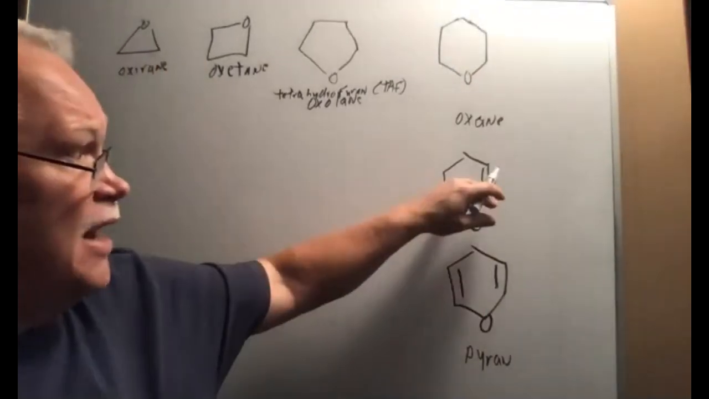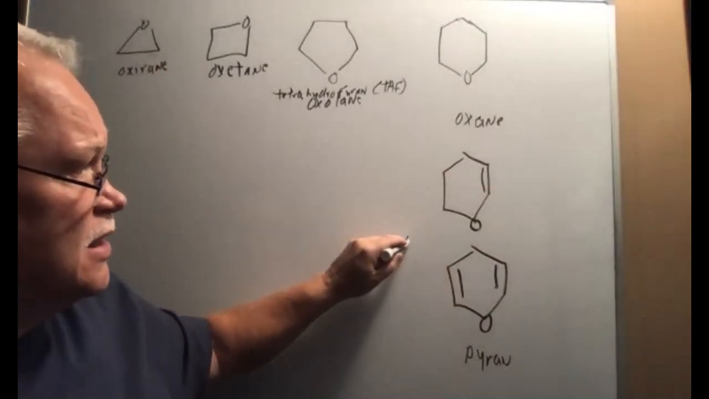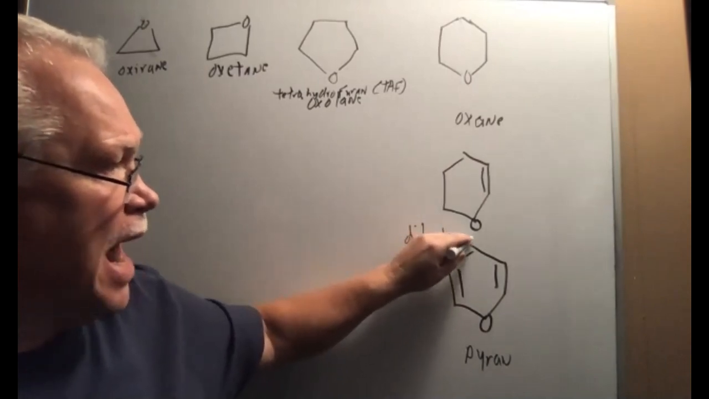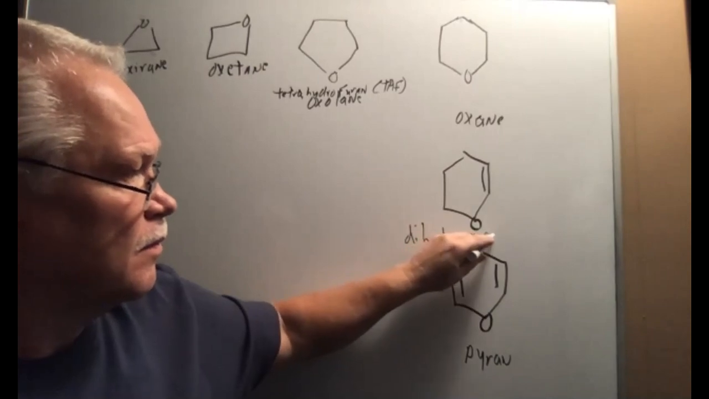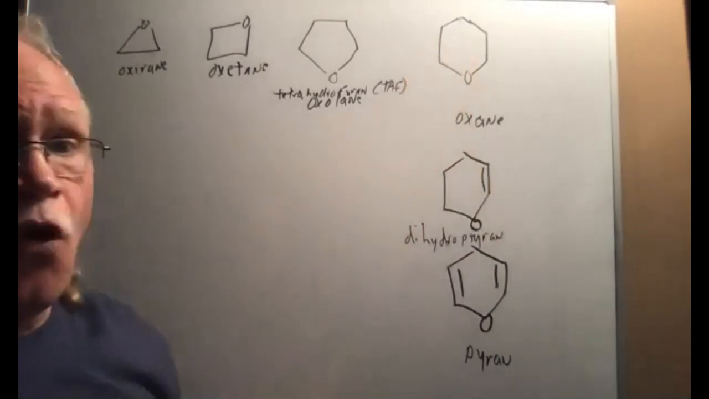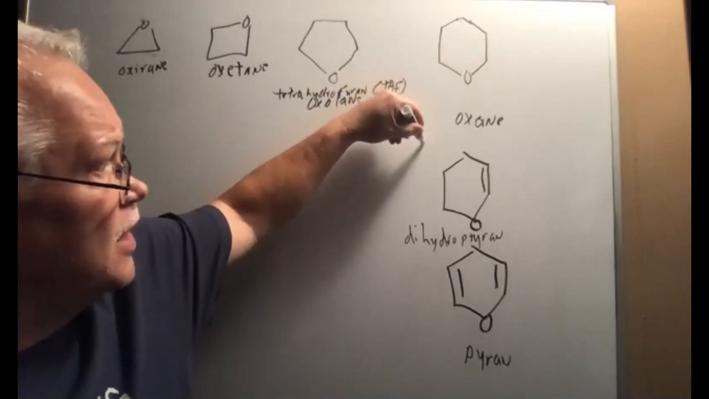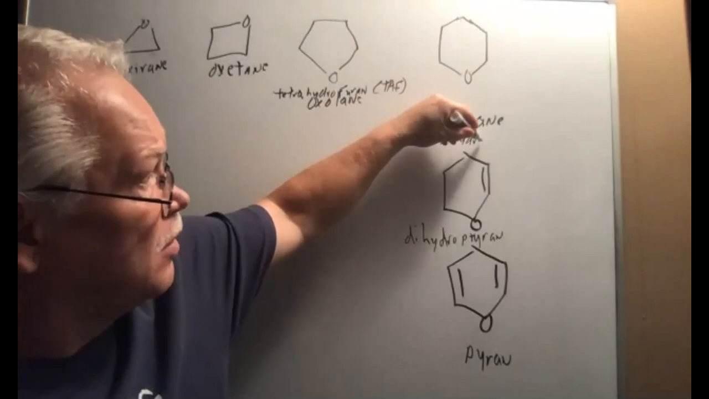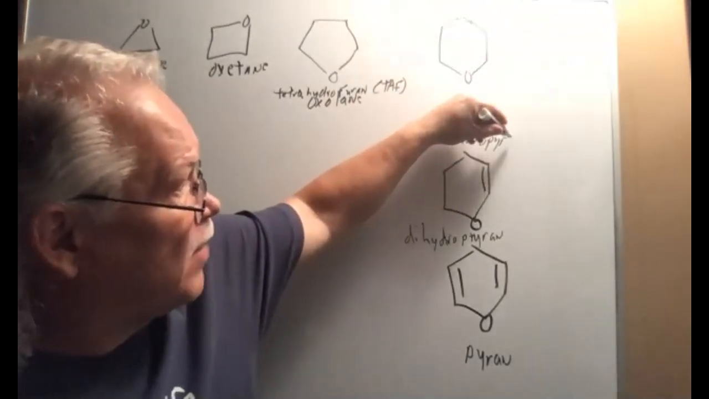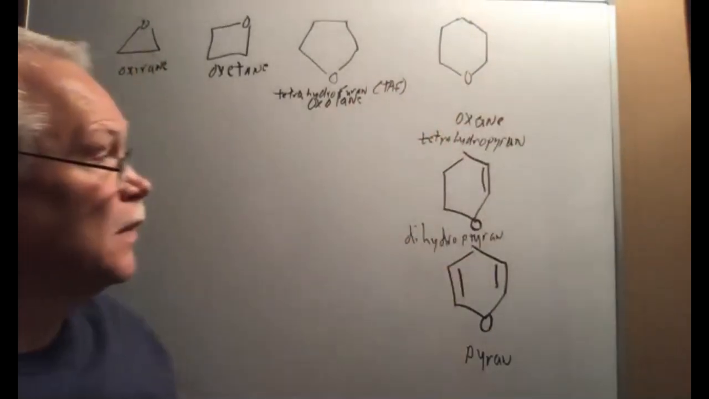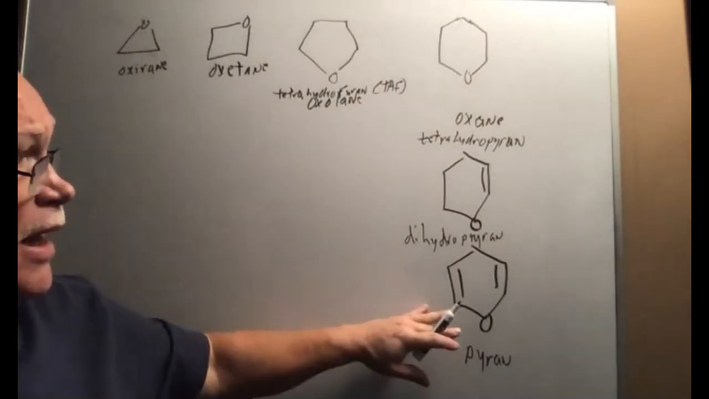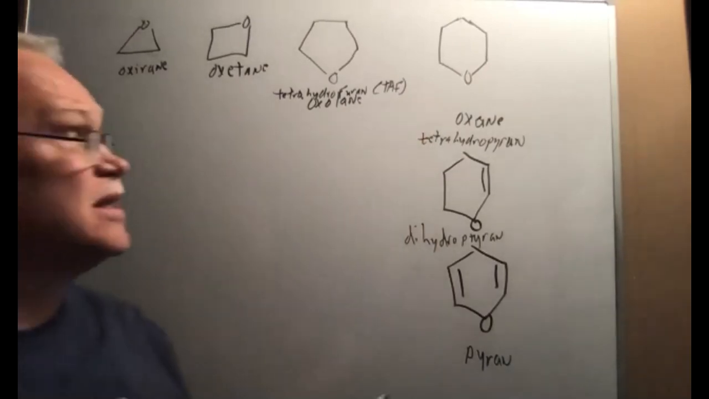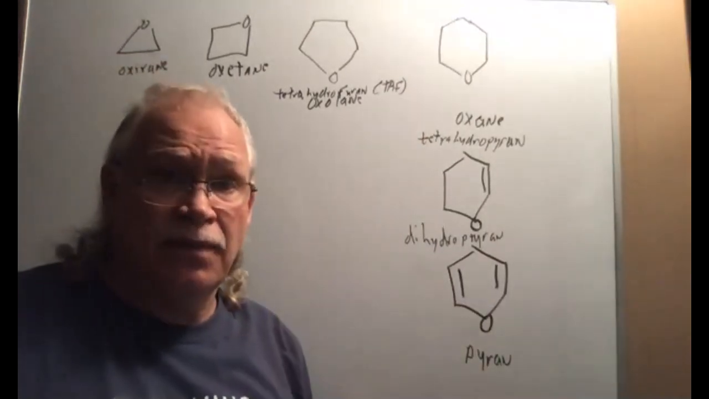So again, we've added 2 hydrogens. So notice this is dihydropyran. Notice we've added 4 hydrogens to the top one. So this is tetrahydropyran. So notice we've got pyran, dihydropyran, and tetrahydropyran, but it's the same thing as oxane.